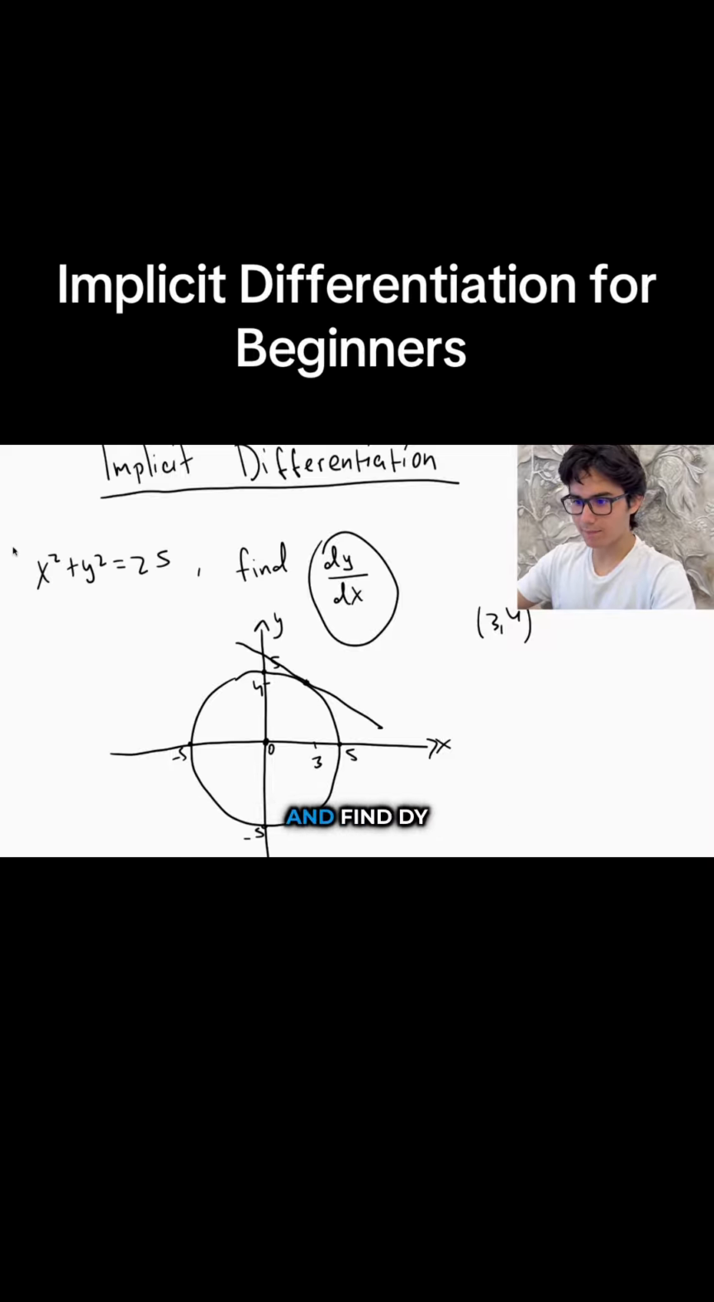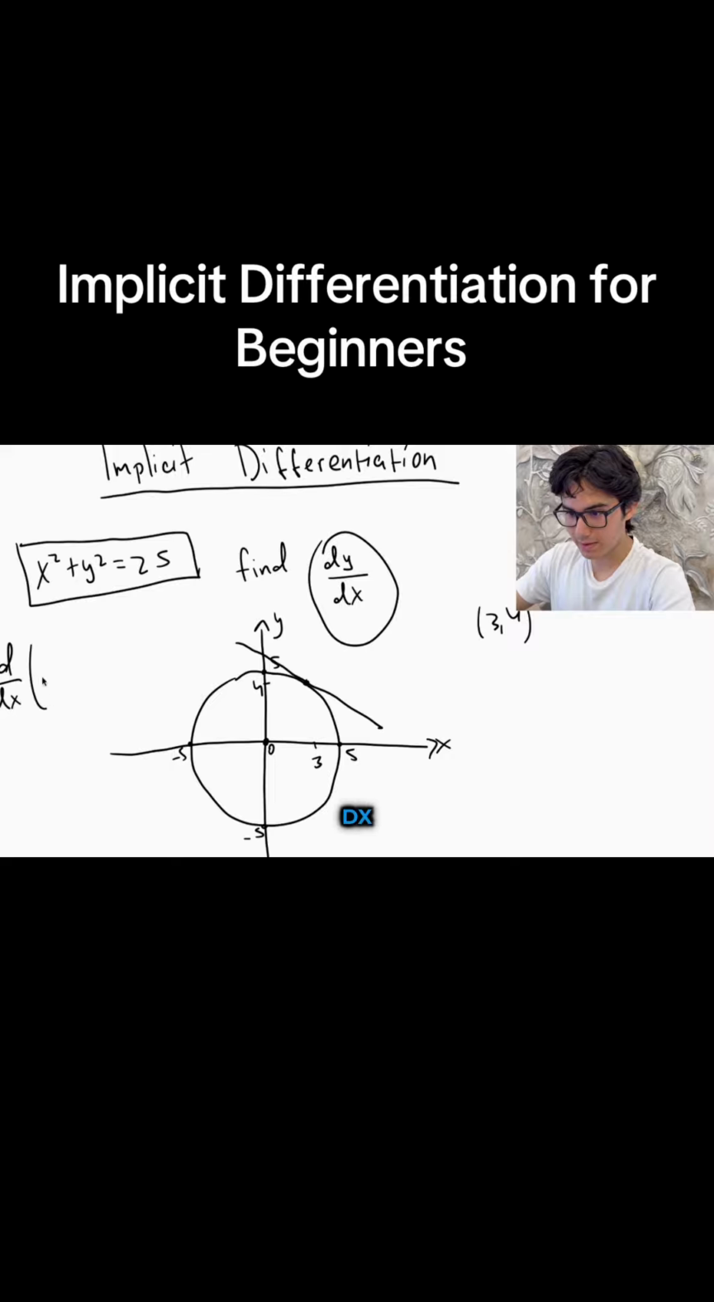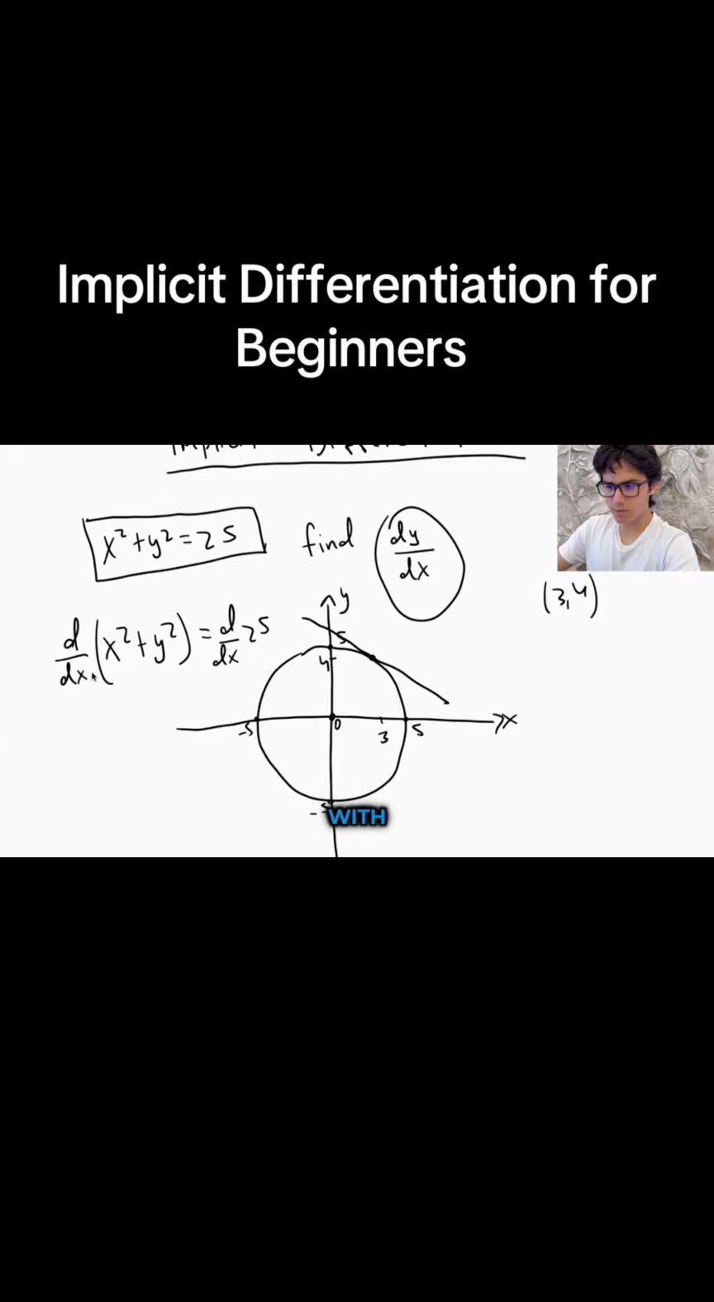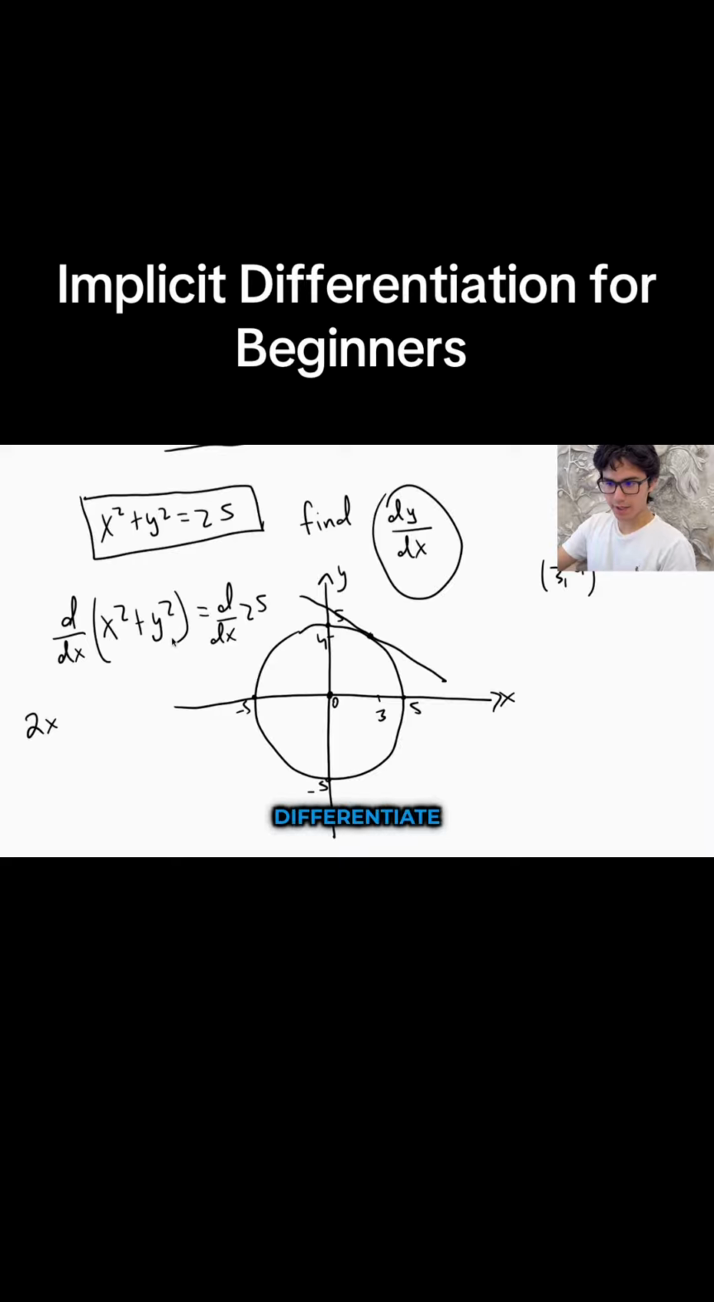So let's go ahead and find dy over dx from this equation we have. To do this, we're going to differentiate both the left-hand side and the right-hand side with respect to x. So d over dx of x squared plus y squared is equal to d over dx of 25. Now when we differentiate x squared with respect to x, it's simply going to be 2x by using the power rule.